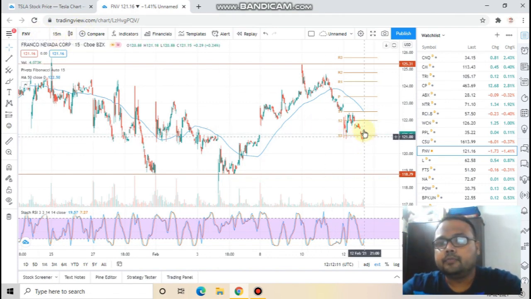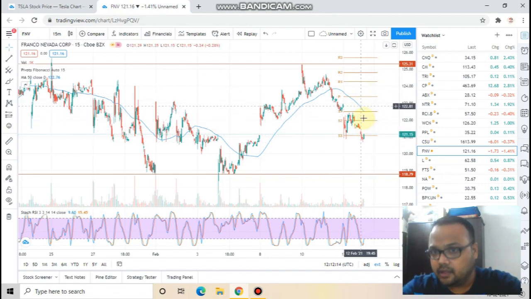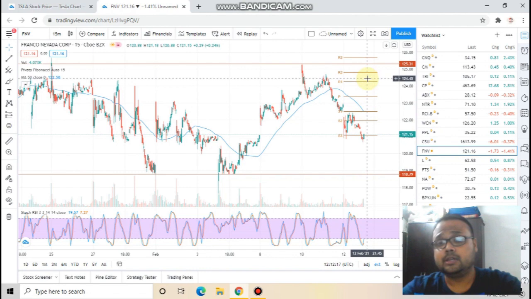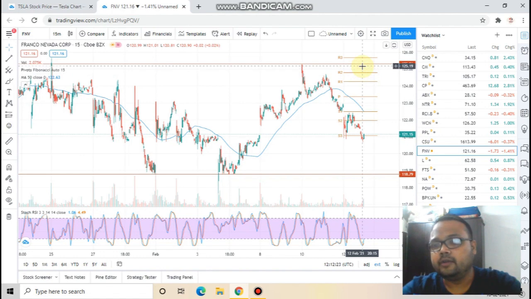So, if the market opens gap up here and tries to go up, it will face resistance at 124.6. Before 125.31, it will face resistance here also.